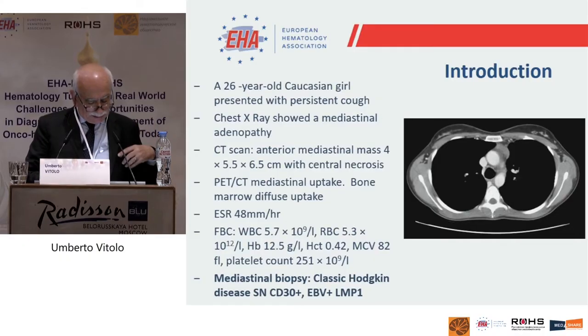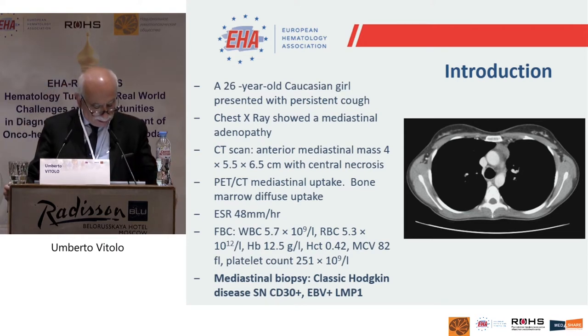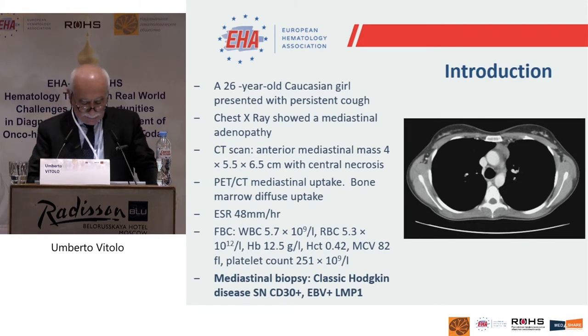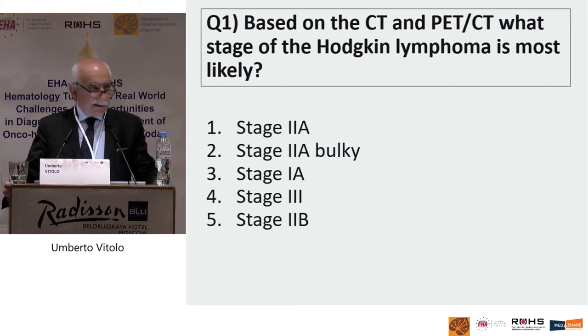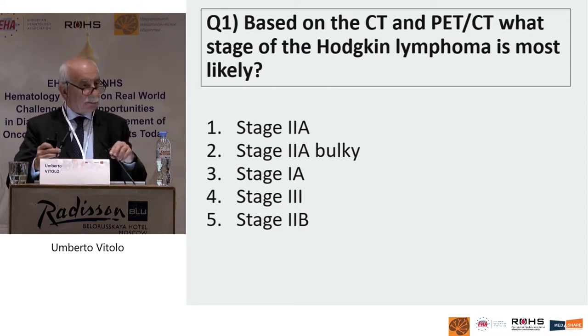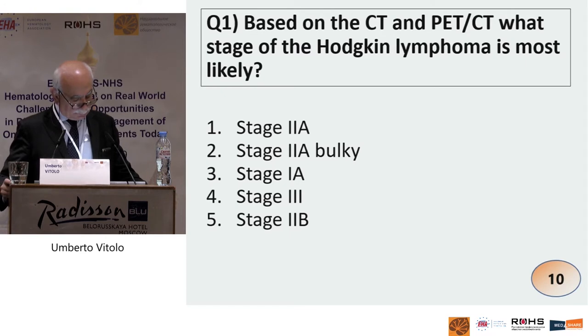PET-CT showed uptake in this site with diffuse bone marrow uptake. ESR was 48, and blood cell counts were normal. We did a mediastinal biopsy. It showed classical Hodgkin lymphoma, nodular sclerosis, CD30 positive, EBV LMP1 positive. So this is the first, very easy question. Based on the CT and PET-CT, what stage of the Hodgkin lymphoma is most likely? Simply vote. Голосуем.